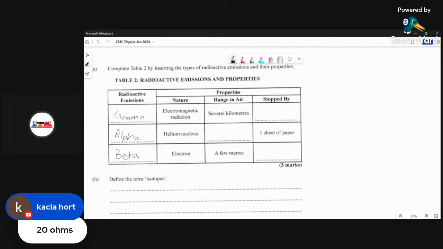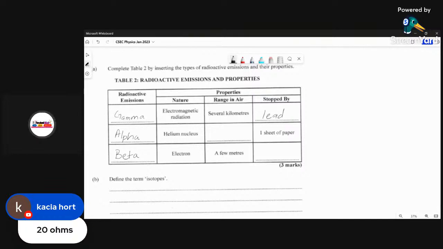So, trying to remember what is going on for the other side of the table now. What is gamma stopped by? If you just write down lead, you get your mark. Because remember that is the most dangerous one, it has high energy. So nothing really, not just anything can stop gamma. So you say, oh, lead.